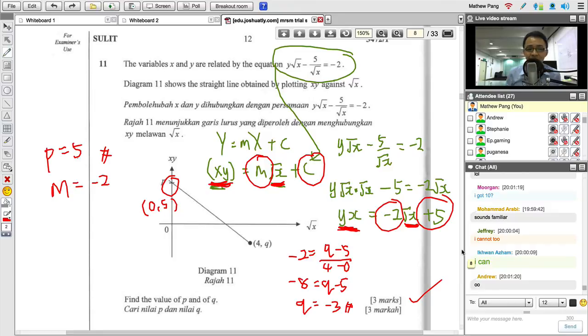Always do the y equals mx plus c, and then substitute the y and x based on what you have in the diagram, and then change the equation into the pattern you want. Then you do the comparison. So far, so good.